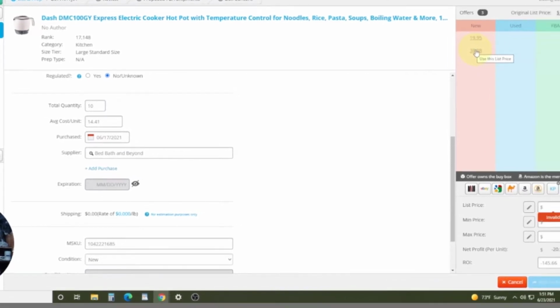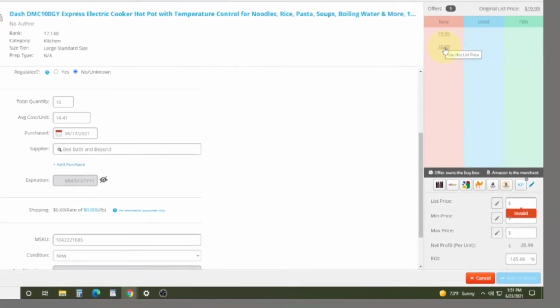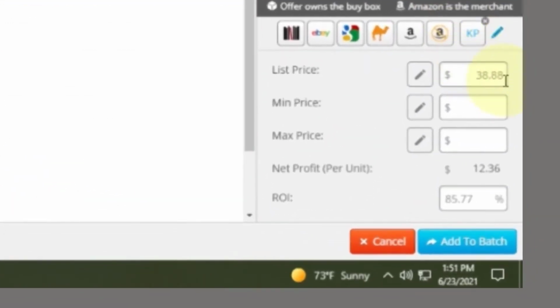Now I got to look. Can I make any money? If I can get them sold for $38.88, yeah, I can make $12.36, and I can make like 86% return on investment. I don't know if that's really going to happen, guys, but this is how it works. I'll keep you posted. But the point is this.